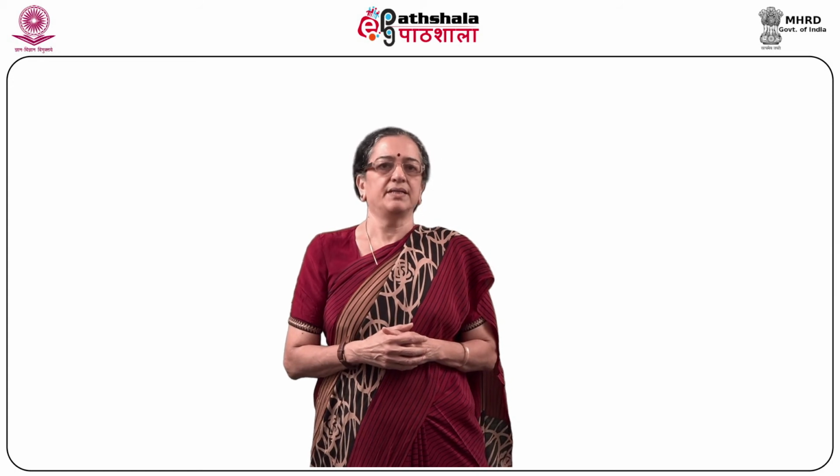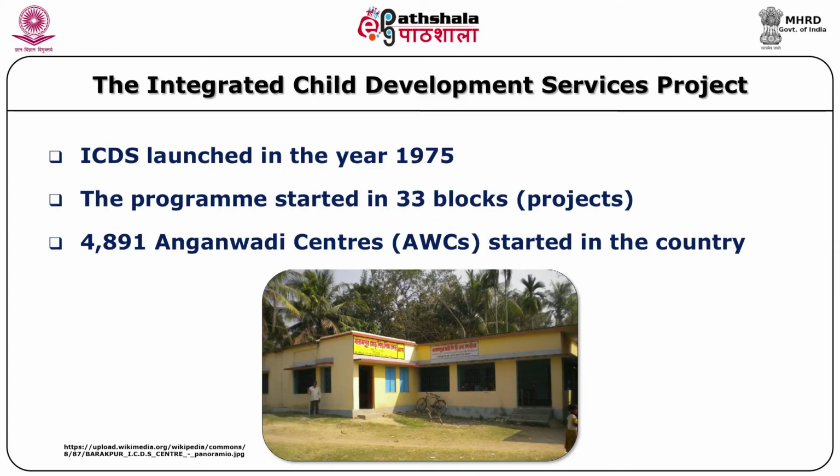The scheme for functional literacy for adult women was conceived as a package of programs for women between 15 and 45 years of age. This program was integrated, and two ministries, mainly Education and Culture and Ministry of Social Welfare, gave this program jointly. Let us now look at the Integrated Child Development Program a little more closely.